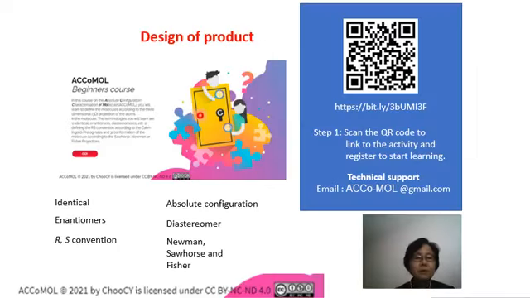We have the content of ACCoMOL copyrighted under Creative Commons, and since it is online learning, we will have it in a QR code. Whoever is interested and has purchased it using the internet, we have our Shopee shop, so they can buy from us, and we can have the QR code sent to them, and all they need to do is to scan the QR code, and it will link them to the activity of the ACCoMOL beginner's course. Then they can register and start learning. It is a very simple procedure.